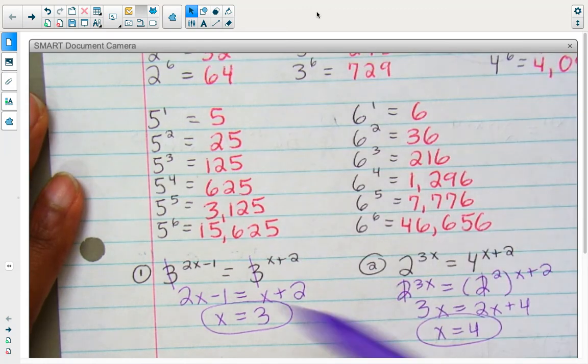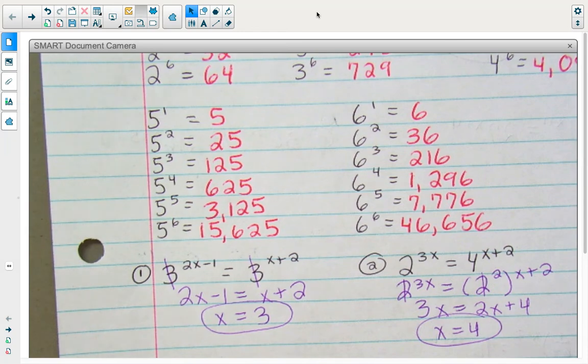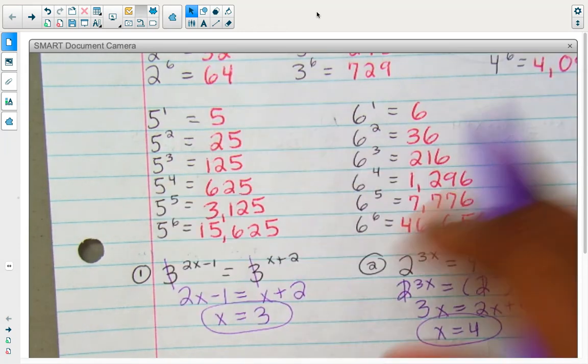Now this chart clearly is not every number in the world. I only did bases 2 through 6. 7 may pop up, 8, 9, 10, 11. I just wanted to get you started with your chart.